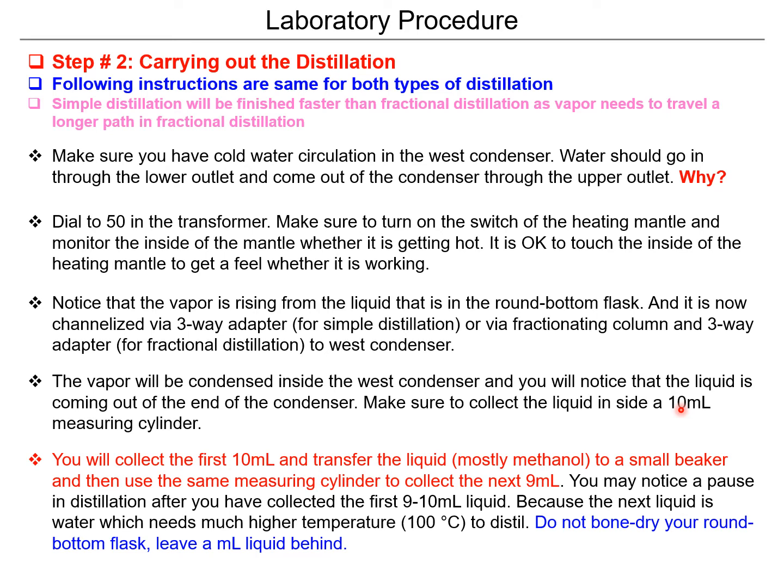So you have to collect your liquid in a 10 milliliter measuring cylinder. Now, you want to transfer this to another beaker, right? Because we're often a little short in supplies because people break things a lot. So we want to reuse the same graduated cylinder. Just transfer whatever you got in the first fraction into a separate container, and then collect the next fraction with the same cylinder.